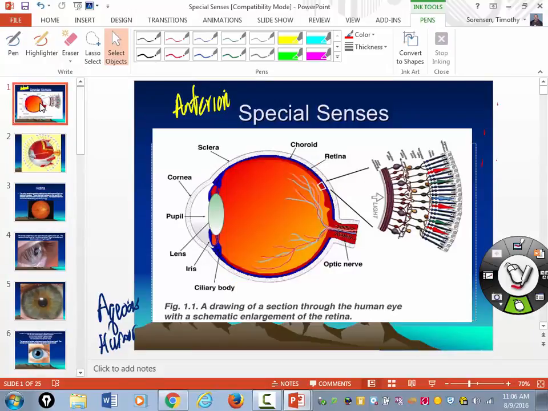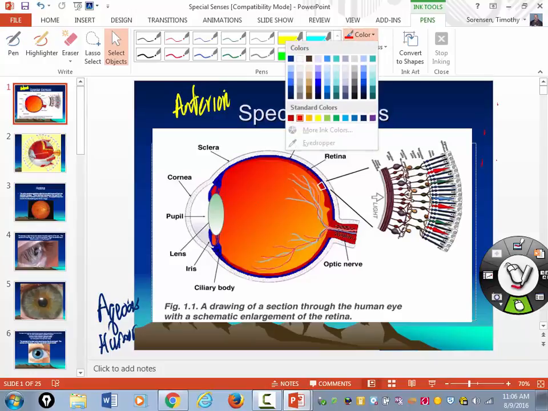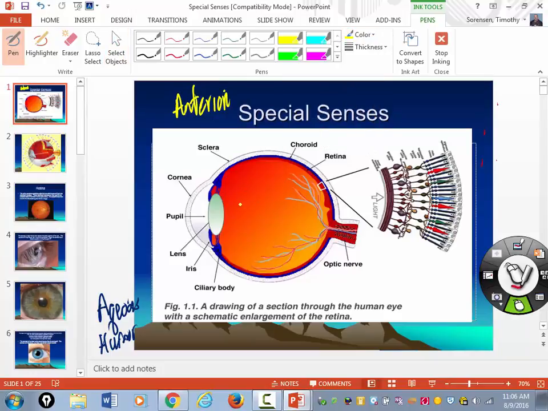Alright, now look. The posterior chamber of the eye is filled with a clear gelatinous mass called vitreous humor. Vitreous humor is kind of like a not yet done jello. You know how you put your finger and it's kind of jelly-like, but it isn't completely done? That's vitreous humor. And basically the function of vitreous humor is to maintain the shape of the eyeball.